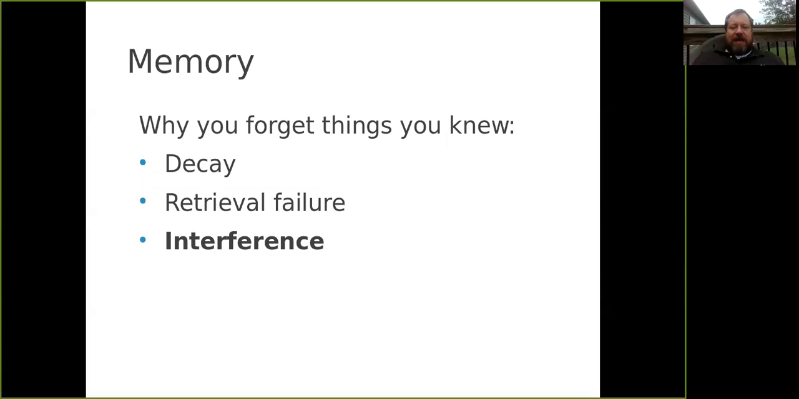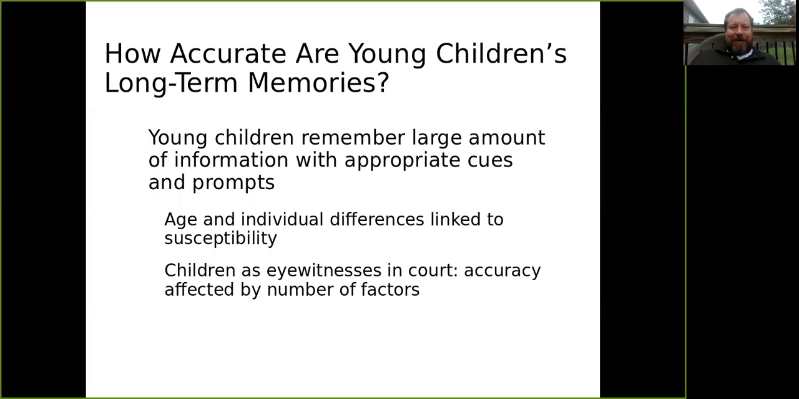We forget things that we once knew that were in our long-term memory because of decay. We sort of lose that track back to the memory because of retrieval failure. We're not able to remember that connection. Or interference: other things come and kind of misdirect our route back to that filing cabinet and into that folder.